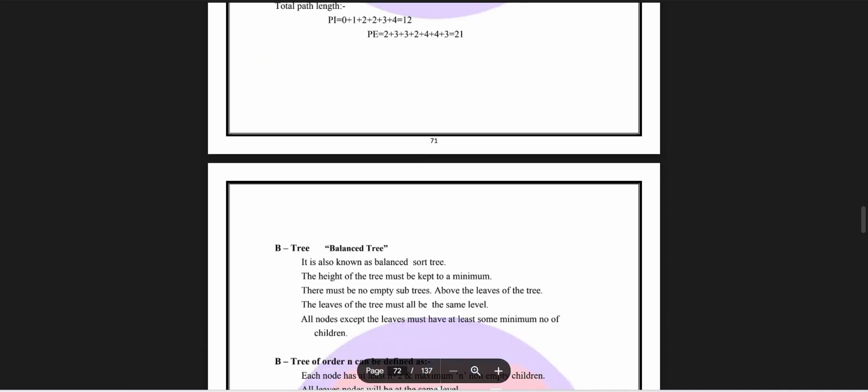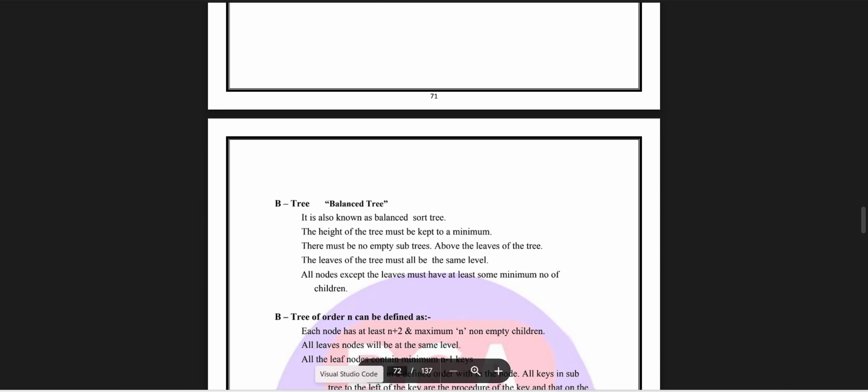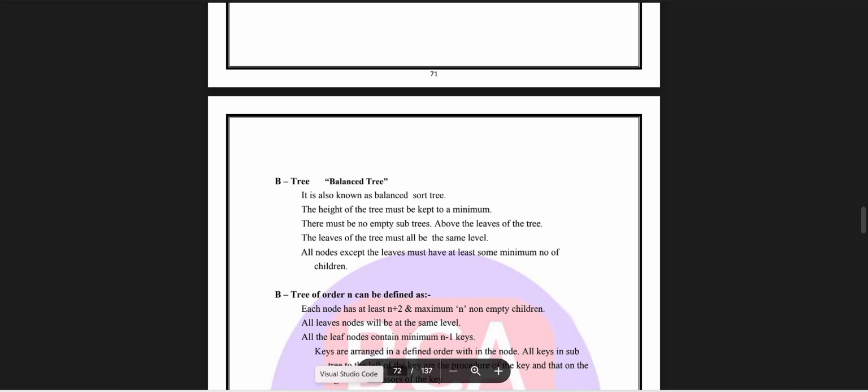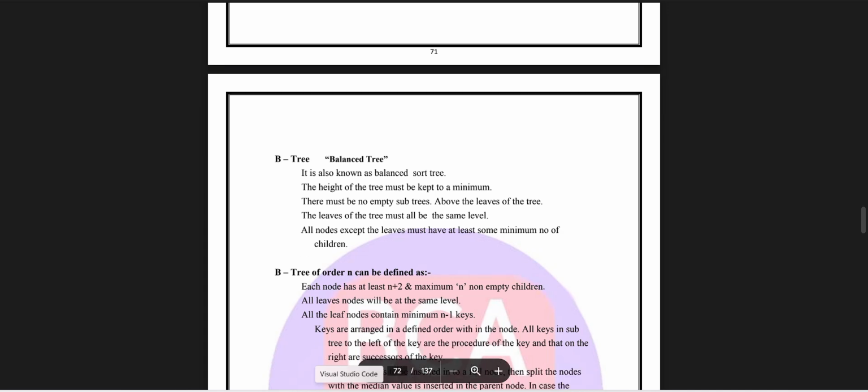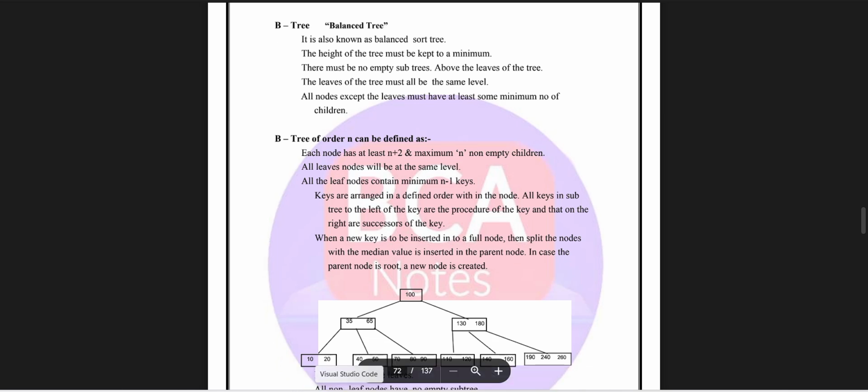B tree, also known as the balanced tree. The height of the tree must be kept minimum. There must be no empty subtree above the leaves of the tree. The leaves of the tree must all be at the same level. All the nodes except the leaves must have at least some minimum number of children, given by the tree order. All the leaf nodes contain at least n minus 1 keys.